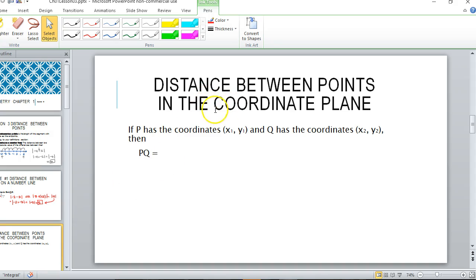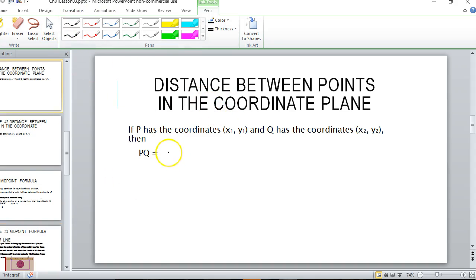Okay, distance between 2 points in the coordinate plane. This also goes in your definition section. If P has coordinates x1, y1, and Q has coordinates x2, y2, then to find the distance, I'm going to go ahead and draw a little triangle over here. So here's the coordinate plane, xy, and we have points x1, y1, and x2, y2, and we want this distance.